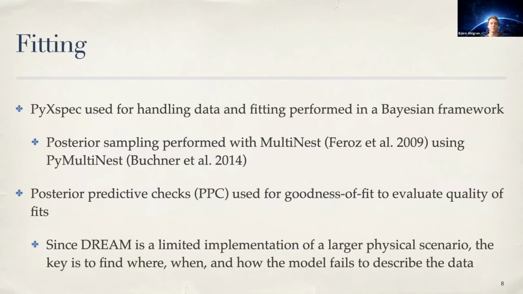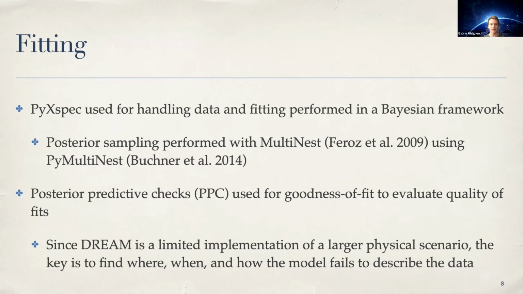The data were analyzed using PyXspec and in a Bayesian framework. The posterior was sampled using PyMultiNest, and then we added posterior predictive checks, like Michael talked about in his talk as well, as a goodness of fit to evaluate the quality of the fits, because again, we can't infer physics from a poor fit. Apart from making sure that our inferences about the physics are sound, we also know, given the limited scope of this implementation, that we are going to find fits that don't fit. We know this from previous work as well. And it's important that we identify these in a consistent manner to help us with the model building.